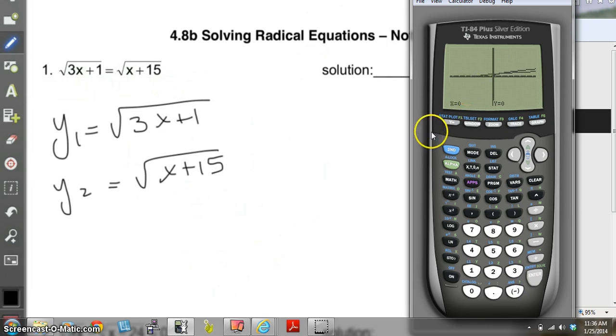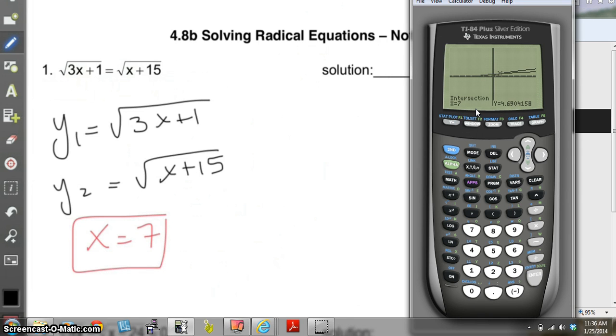This is the point. So you go to second, trace, number 5, which is intersect, and you press enter 3 times. So as you can see, the answer is 7, x equals 7. X equals 7, and that would be your solution.